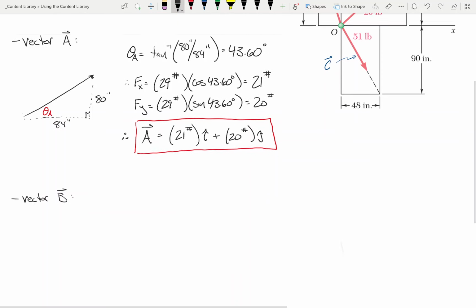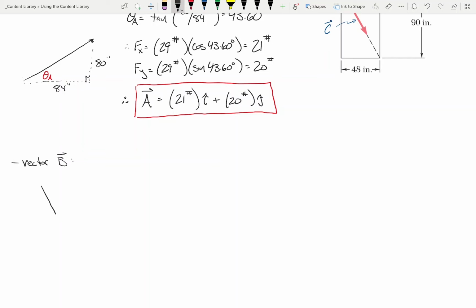So vector B is a vector that kind of points like this, and we're given that this dimension here is 28 inches and this dimension here is 96 inches. So that's what we're given. Tell me what to do. Which angle do I want to solve for inside this triangle, the one up top or the one on the bottom? Exactly right. That's my theta, by the way.